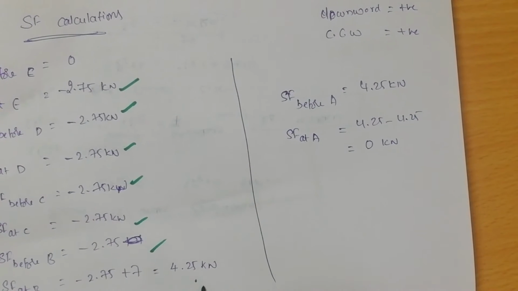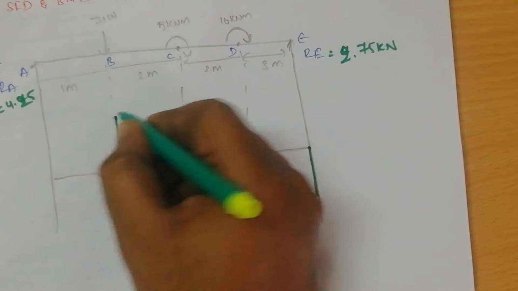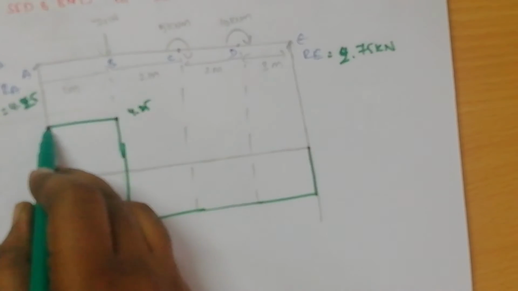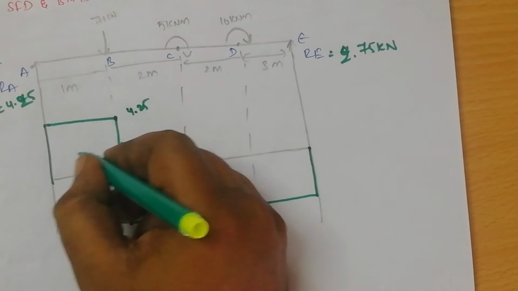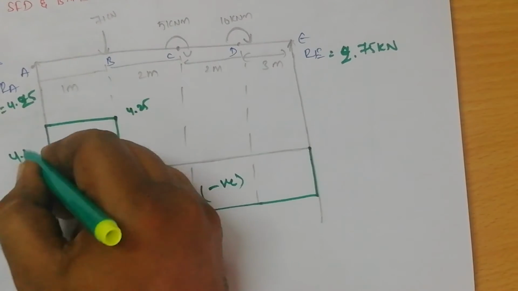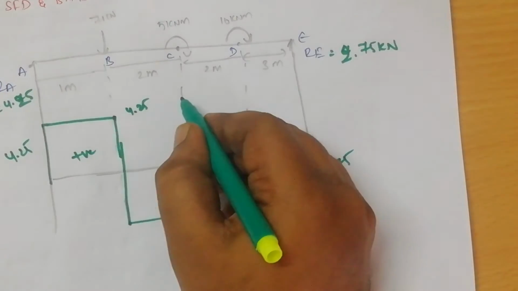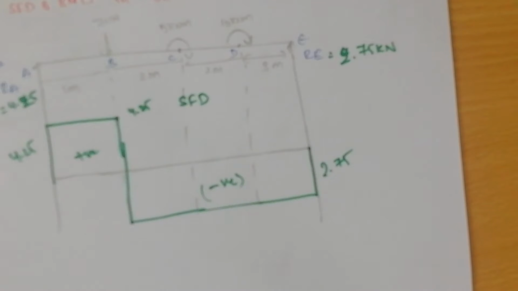So the value is changing at B point. The value is going to plus 4.25. So this is 4.25, and from here we will go to here. Again, this is minus, this is plus 4.25, and this is 2.75. So this is your shear force diagram. Now we will do the bending moment diagram.